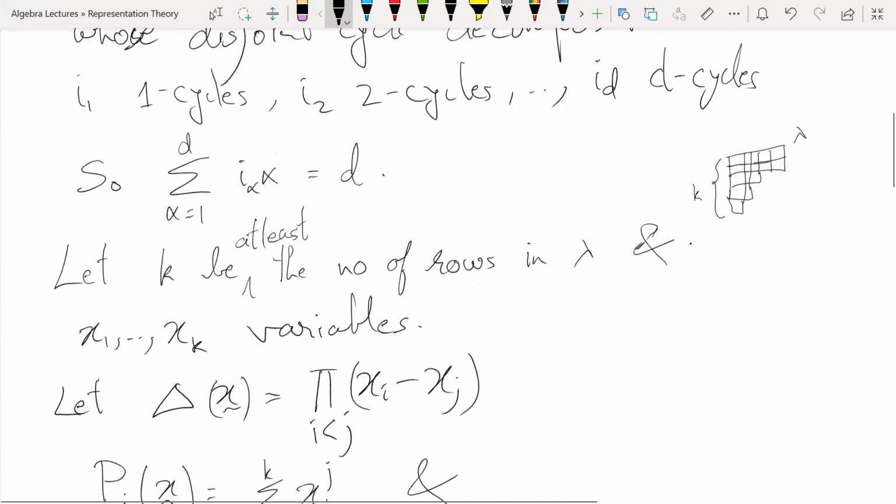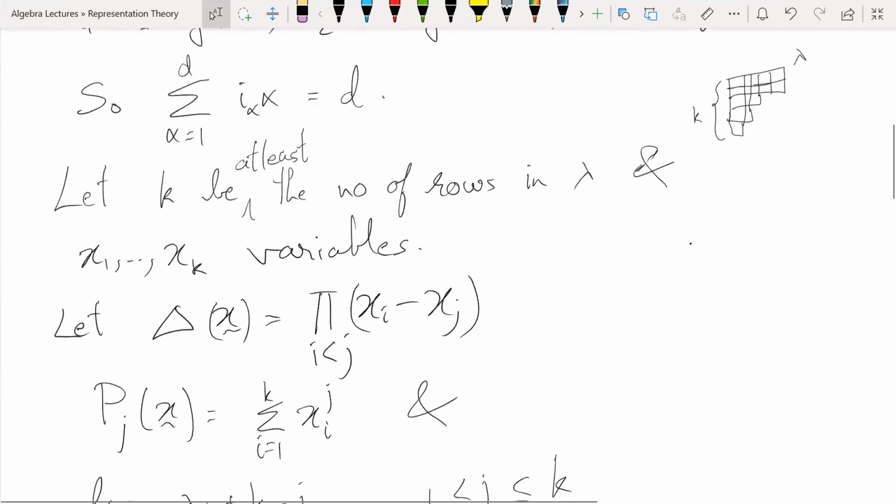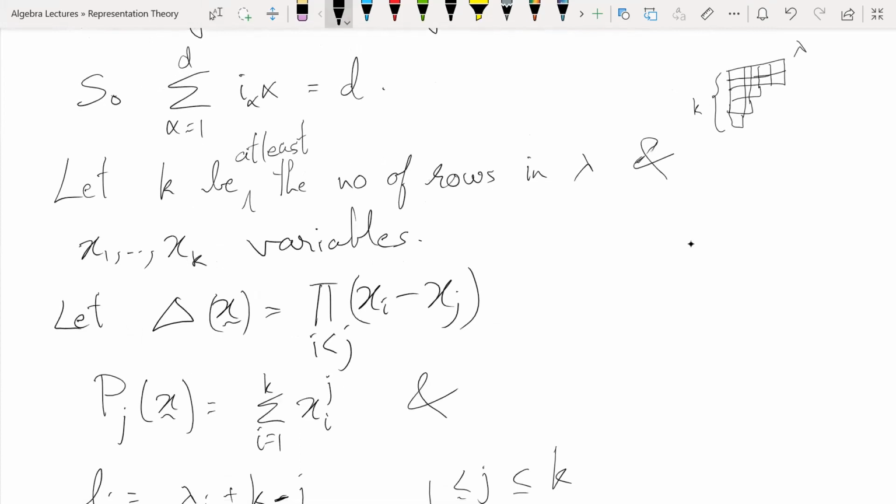And Pj of x1 to xk, you define it to be the sum of x1 to the power j plus x2 to the power j, up to xk to the power j, for j greater than or equal to 1.